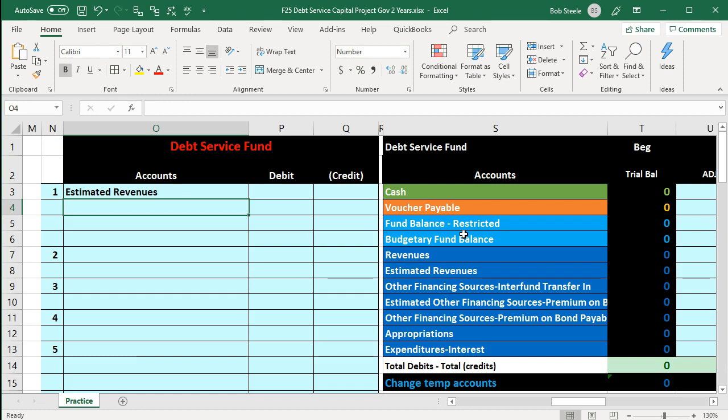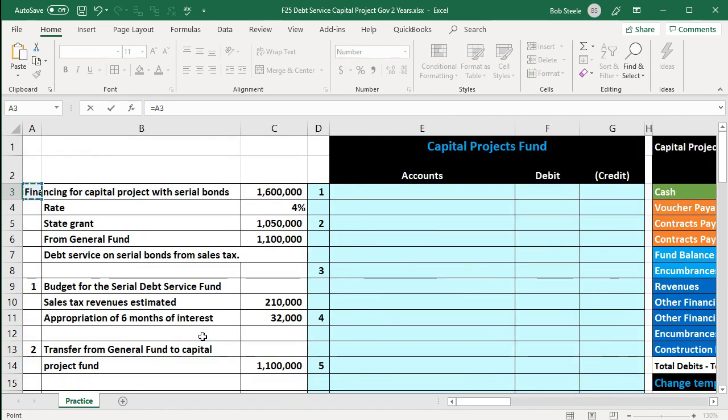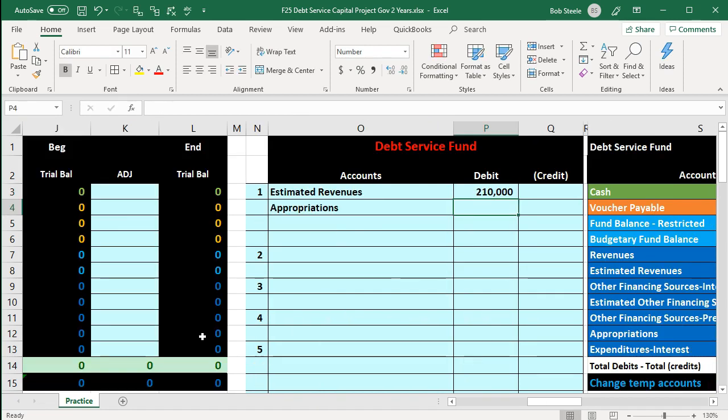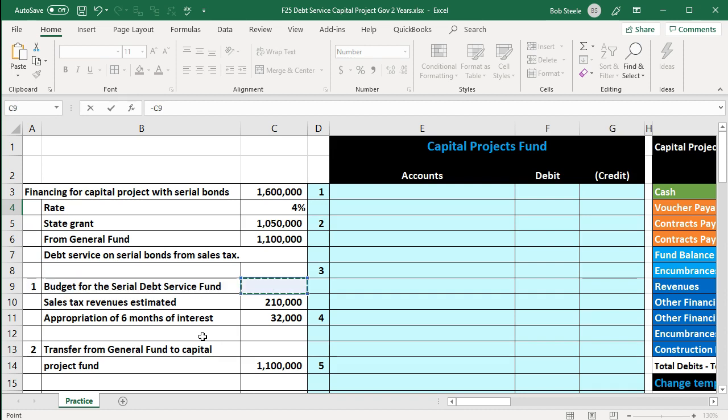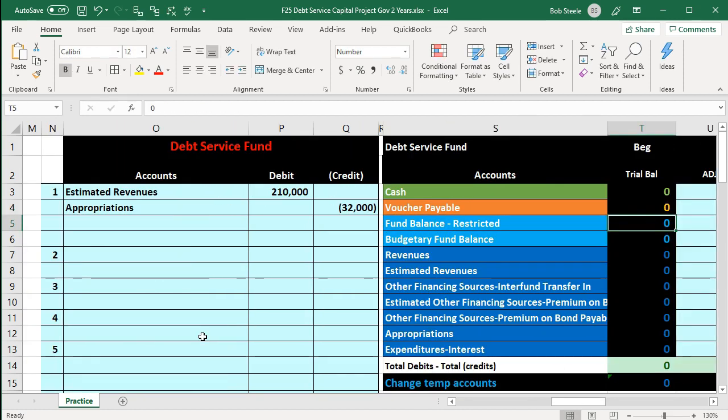And then the other side of the budgetary accounts is budgetaries for the expenditures, which are kind of like expenses, and that is appropriations. So expenditures have a debit balance. The budgetary account then is going to have a credit balance. So the appropriations then we're going to credit. We're going to pick up this information from our data. So in P3, I'm going to say equals and scroll to the left to our data, all the way to the left, and we're going to pick up the 210. And then on the appropriations, I'm going to make this a negative in Q4 by saying negative, and then scrolling all the way to the left and picking up the 32. So there's the 32, and there we have that.